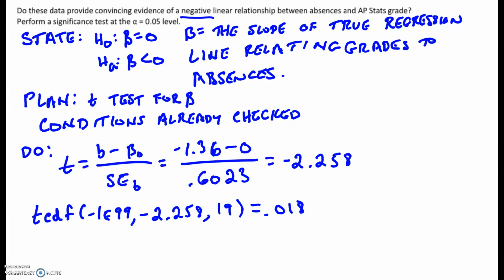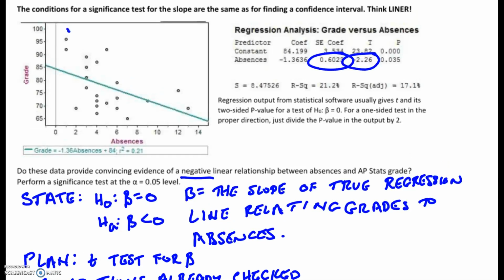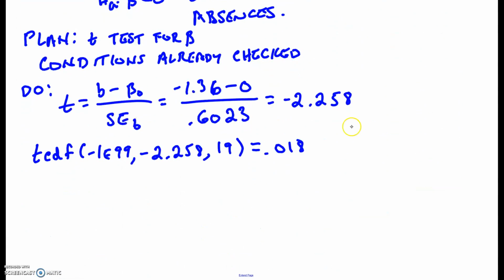Or I could look at my Minitab output, and notice I have a p-value right here of 0.035. Now the p-value that the Minitab output gives you will always be the p-value for a two-sided test. And in this case, we have a single-sided test because we're doing beta strictly less than 0. So if I want to use this p-value, I would have to divide by 2. So my p-value, I would do 0.035 divided by 2, which gives me 0.018.